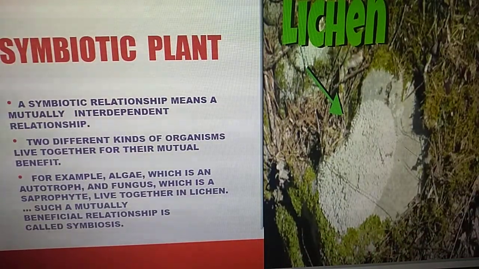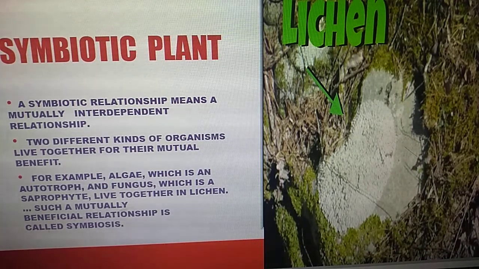The next one and the third category is symbiotic plant. As we know, symbiotic relationship means mutually interdependent relationship. Two different kinds of organisms live together for their mutual benefit. For example, algae, which is an autotroph, and fungus, which is a saprophyte, live together in lichen, and such a mutually beneficial relationship is called symbiosis.